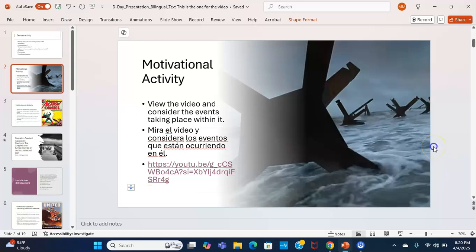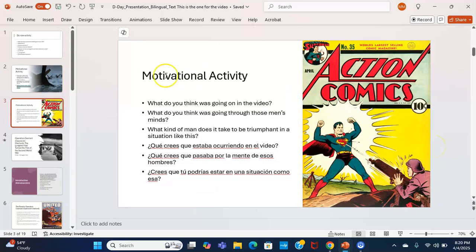Next slide. The motivational activity. Here are the English questions, and here are the Spanish questions for the ELLs.